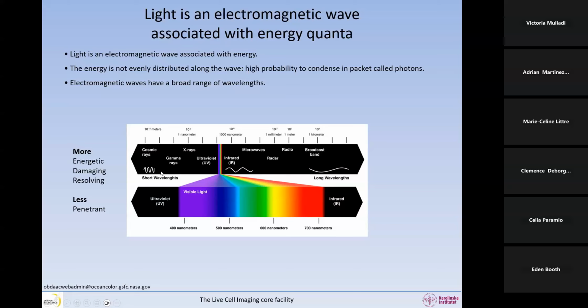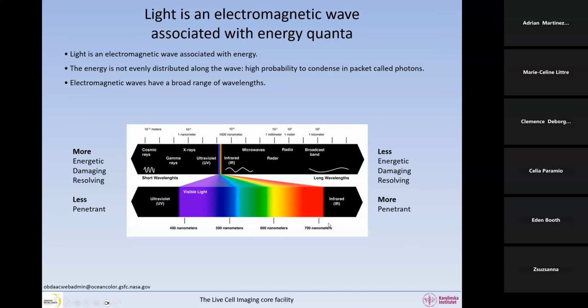So what's the difference between the short wavelengths and the long wavelengths when we talk about electromagnetic waves? So the blue side or the red side of our visible spectrum. Well, when we have short wavelengths, the light is more energetic, it's more damaging, and it's more resolving, okay? So there is more energy in the short wavelengths, but it is also less penetrant, so it's blocked immediately. You remember UV, yes, it's damaging, it can damage your DNA, but it is also blocked by the first layer of the skin. It doesn't go deep into your tissues.